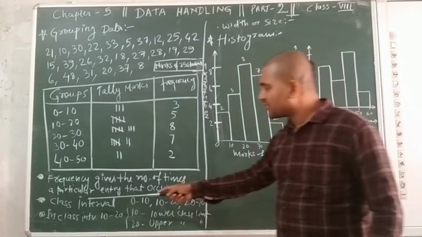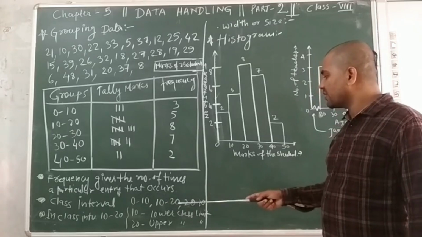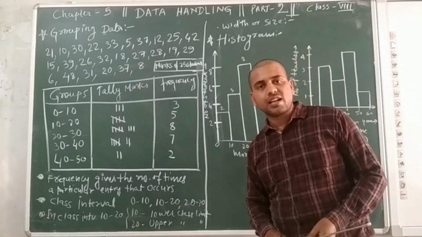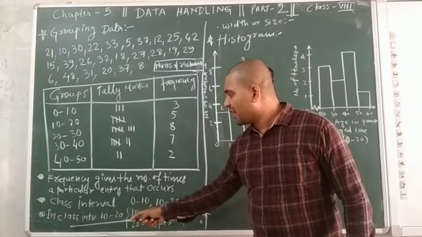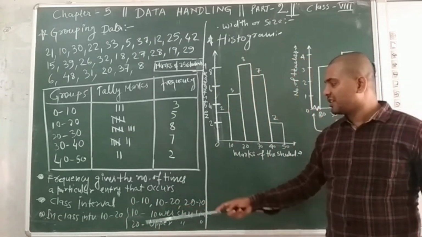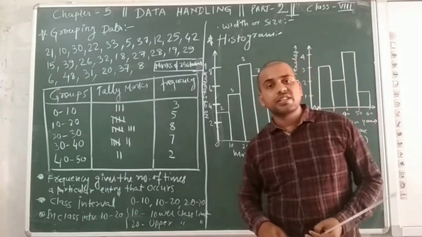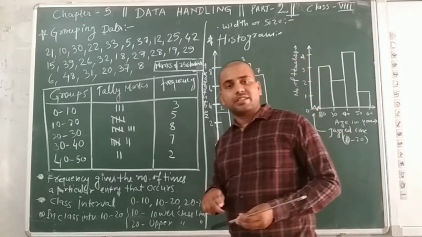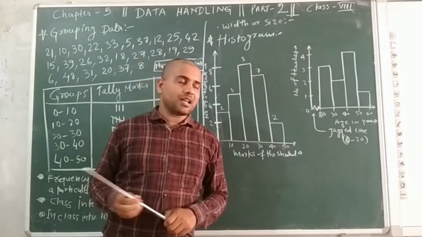The next is class interval. This is 0 to 10, 10 to 20, 20 to 30. These are class intervals. In the class interval 10 to 20, 10 is the lower class limit and 20 is the upper class limit. In 30 to 40, 30 is the lower class limit and 40 is the upper class limit.